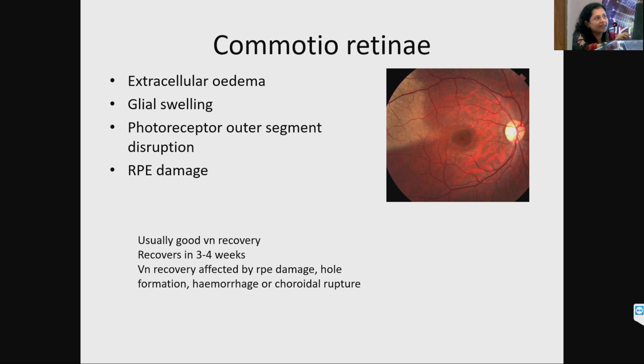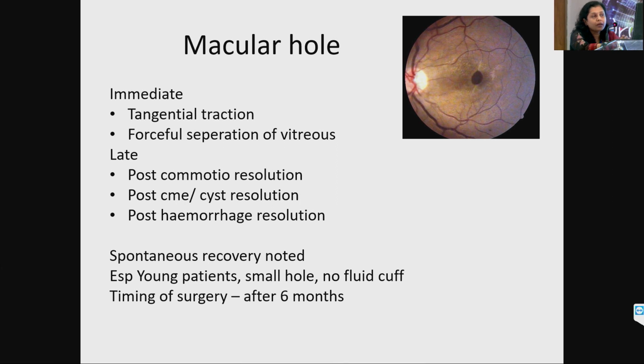One is commotio retinae, which we know is a posterior segment whitening, commonly seen. Actually, it resolves very nicely after 3 to 4 weeks with a very good visual recovery, and the vision is impaired only if it is associated with a severe RPE damage with subfoveal hemorrhage or choroidal rupture. Macular holes can be immediate or late, but most of the time spontaneous recovery is reported in macular hole up to 6 months. So always plan a surgery after 6 months only.